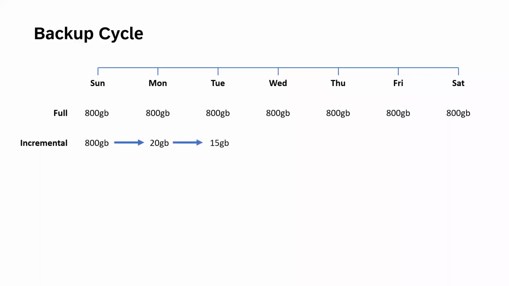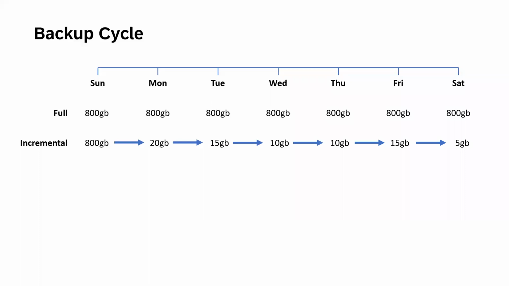Now coming to Tuesday. Between Monday and Tuesday, only 15 GB of data was changed, so the incremental backup will only take the backup of those changed 15 GB. The backup cycle goes on. Again on Wednesday, there is a change of 10 GB, and the incremental backup will only take a backup of 10 GB. So it goes on like this.